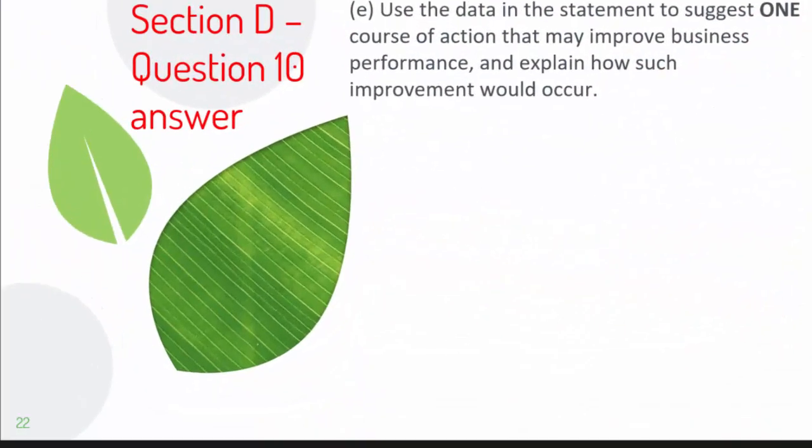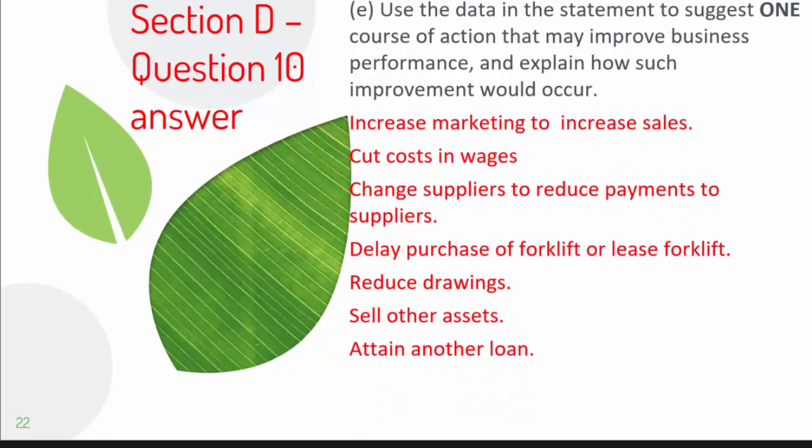Part A, use the data in the statement to suggest one course of action. Again, there's lots of things that you can do. I've given a summary here, but you could say, I'm going to increase marketing strategies to increase sales. We can cut costs and wages, which are relatively high at 190,000. You can change suppliers to reduce payments to suppliers, so we're trying to reduce the payment to suppliers of 220,000.